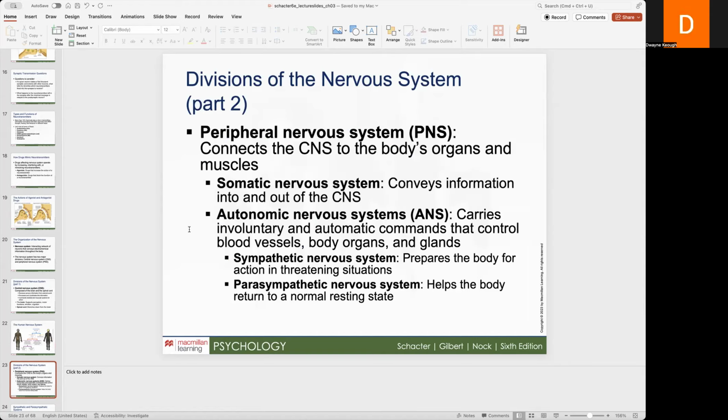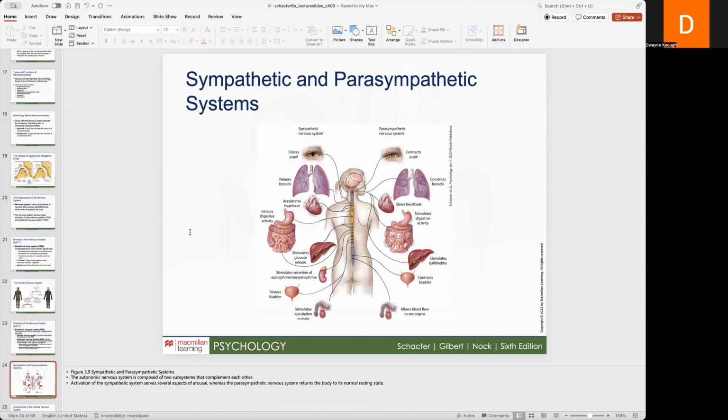The peripheral nervous system connects the central nervous system to body organs and muscles, which we just briefly mentioned. The somatic nervous system conveys information into and out of the central nervous system. And the autonomic nervous system carries involuntary and automatic commands that control blood vessels, body organs, and our glands, which is divided into the sympathetic nervous system, which can prepare our bodies for action, the fight or flight, as well as the parasympathetic, which can help the body return to its normal resting state.